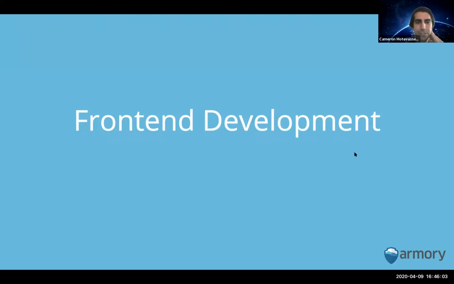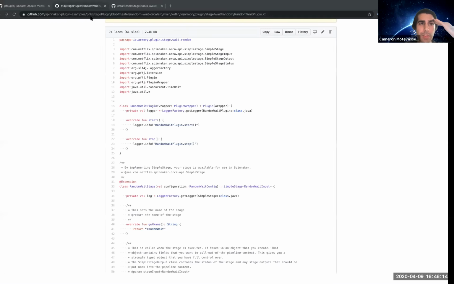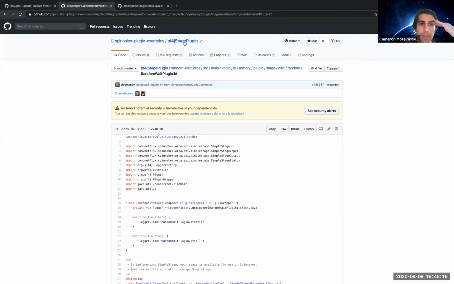All right, so let's talk about front-end development a little bit. We have a few different pieces here. We've got this rollup config, package JSON, and the random wait stage. So let's just take a look at what these look like in our plugin.